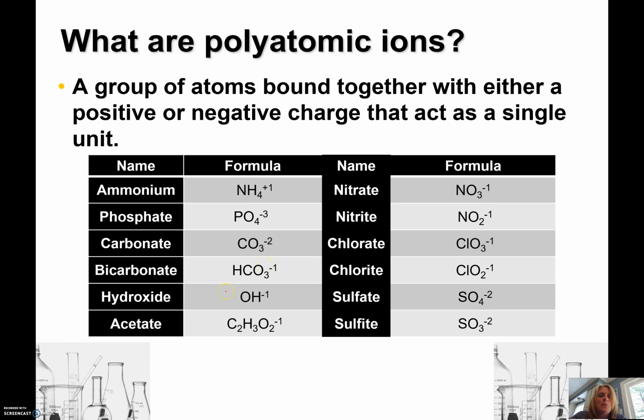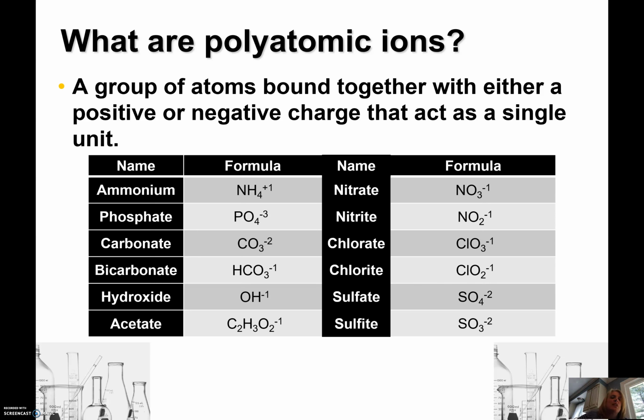Hydroxide. Hydroxide is one that kids mess up a lot because it's hydroxide and the H is actually second in the formula. So it's oxygen bound to a hydrogen, and it has a charge of -1. There is acetate, which is my favorite one. It's C2H3O2, and it has a charge of -1.